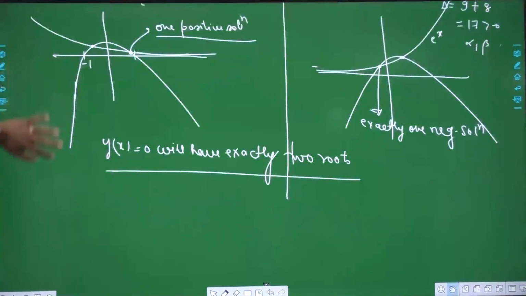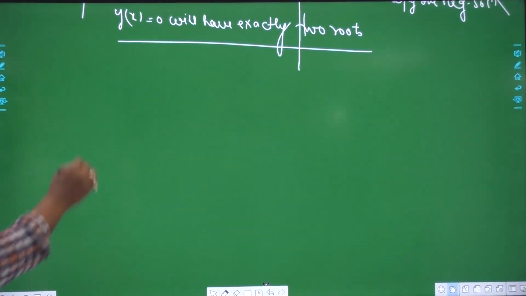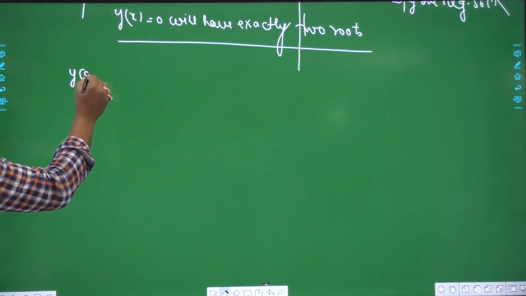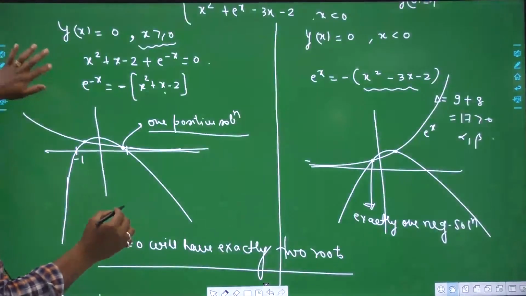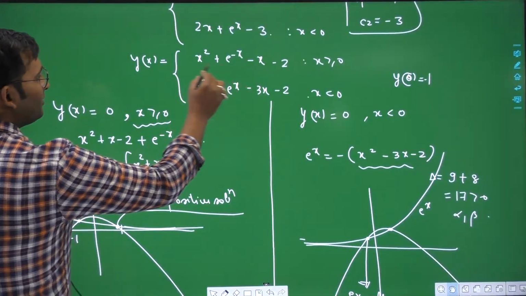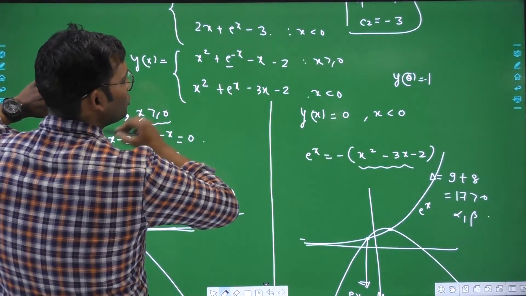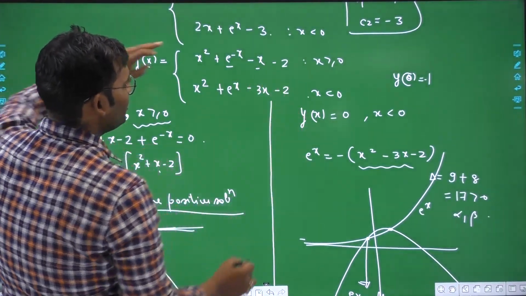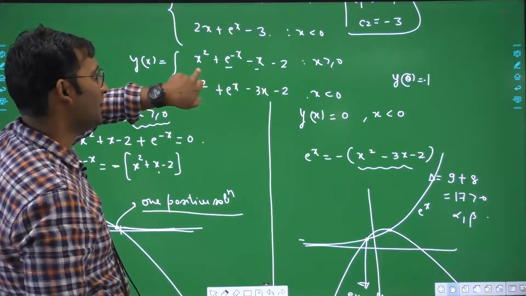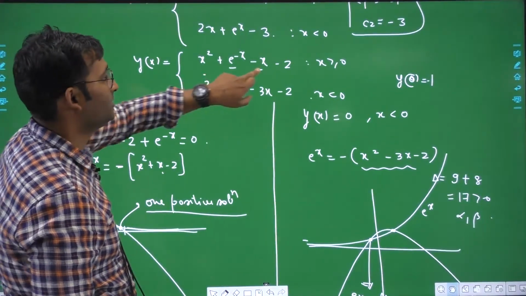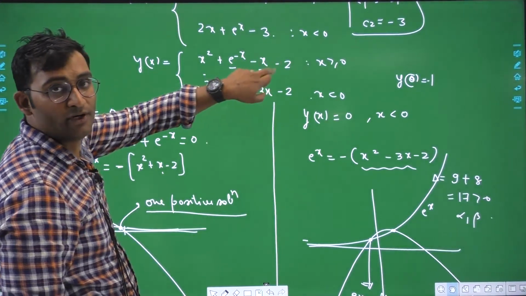Okay. Now clearly see that your y(0) is given to be equal to minus 1. And if you see x tends to infinity, this will go to 0. This will go to minus infinity, but the more dominating term will be x square in comparison to minus x. Whenever x tends to plus infinity, x square will be dominant over minus x.